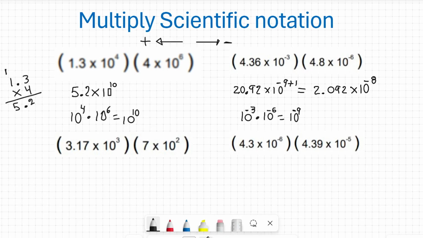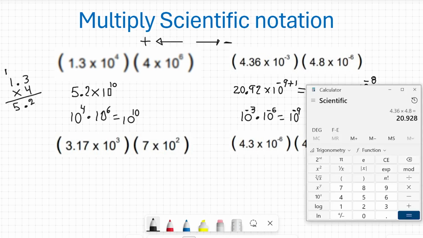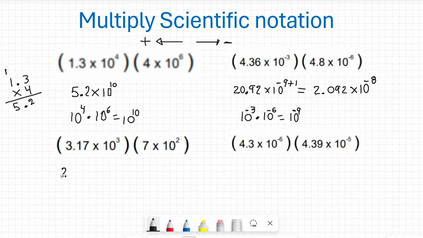For the next one, I'm gonna be multiplying. That is gonna be 3.17, and that should be times 7. And I'm gonna get 22.19. So I'm gonna get 22.19 when I multiply 3.17 times 7.